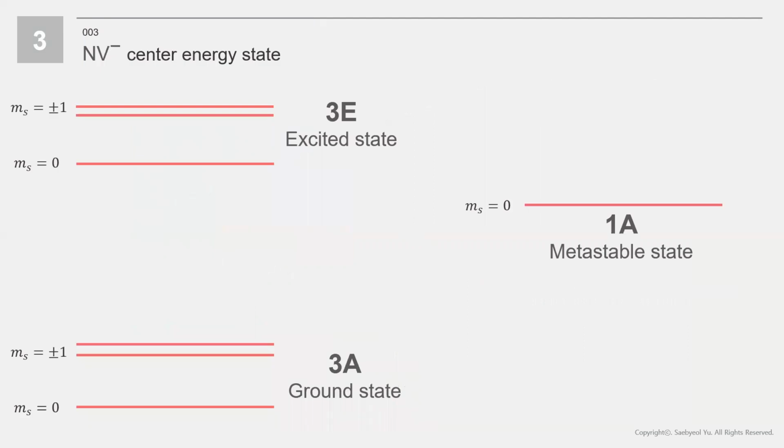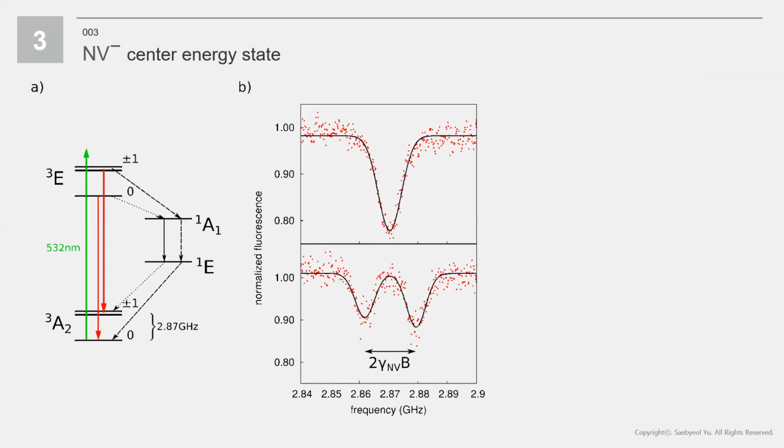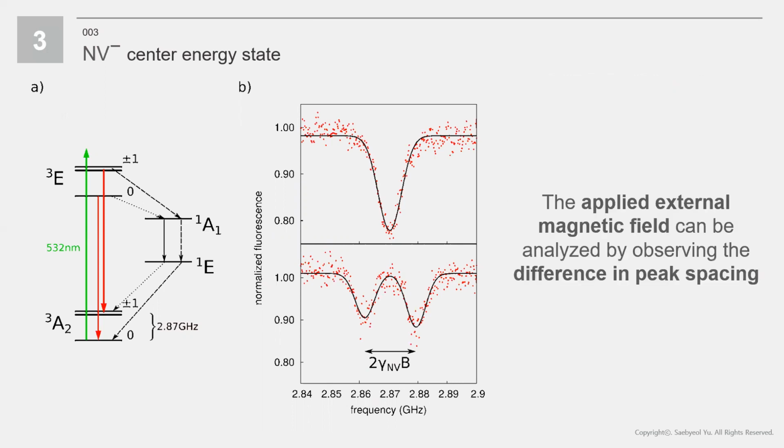In addition, when an external magnetic field is applied to NV-, the Zeeman effect occurs, like this. There is no change in the case of MS equals 0, but in other states, the degenerate state is lifted and an energy state splitting occurs. In this case, since the energy of the wave emitted by the electron is changed, the applied magnetic field can be identified by analyzing the optics. That is, the NV center can also be used as a magnetic field measuring device.